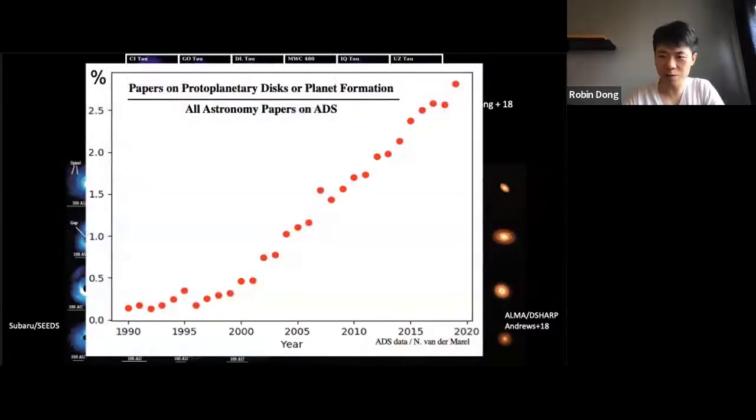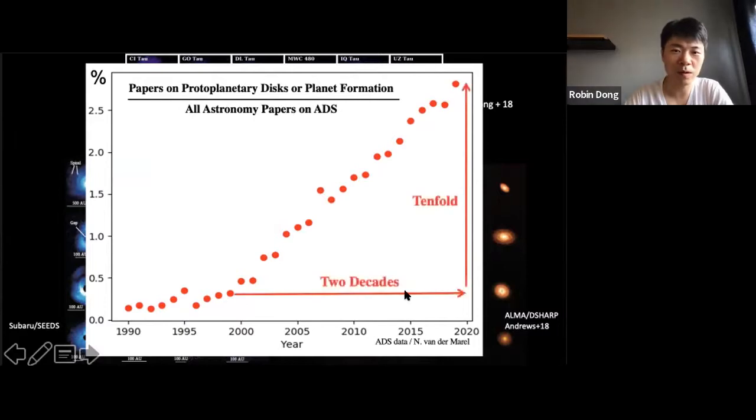This is a very interesting plot, made by Ewine van Dishoeck. It shows the fraction of papers on planet formation and protoplanetary disks among all astronomy papers as a function of time in the past 30 years. You can see before 2000, the number was hovering at a fraction of a percent. This was mostly theoretical study, I would say. Then starting in 2000, the field took off. And we are witnessing a tenfold explosion of the field in the past 2 decades. This increase is largely driven by observations, and particularly resolved observations of disks.